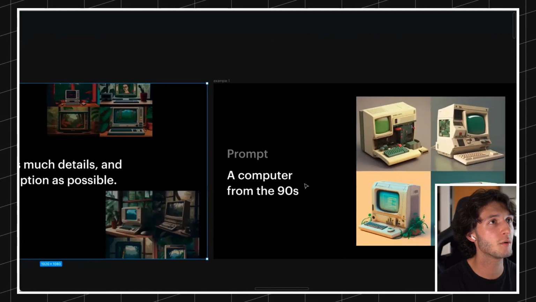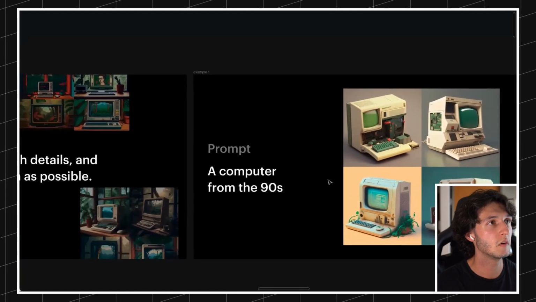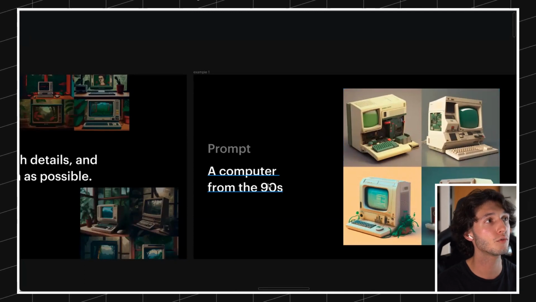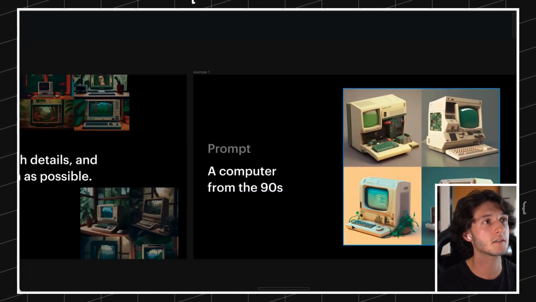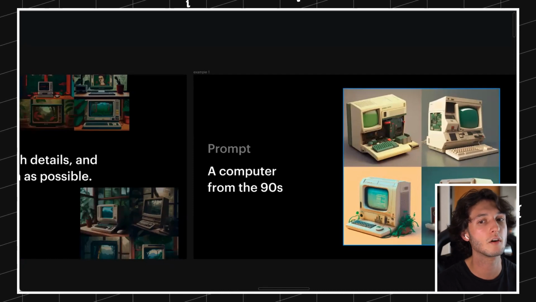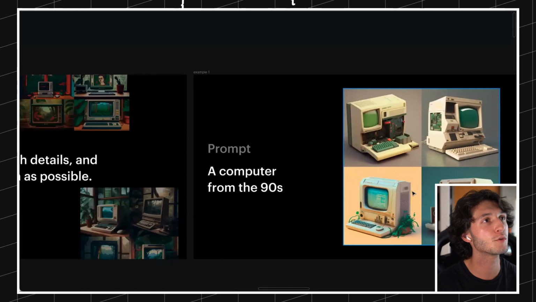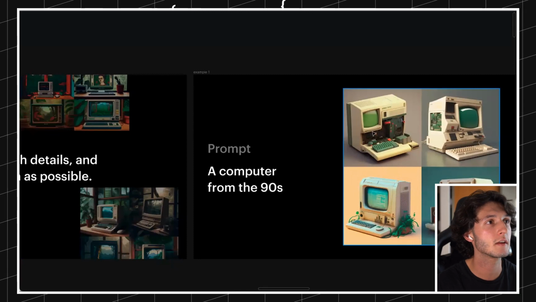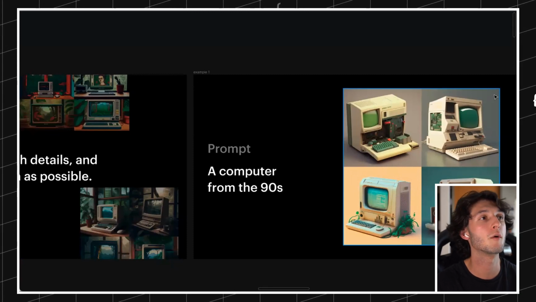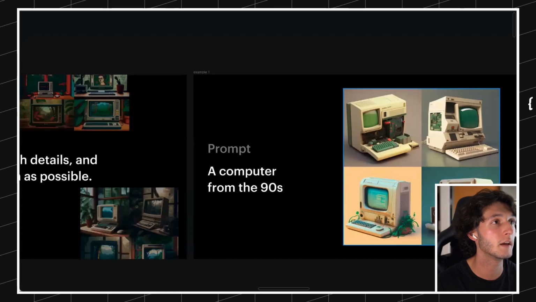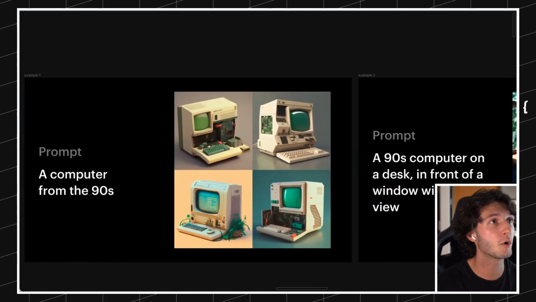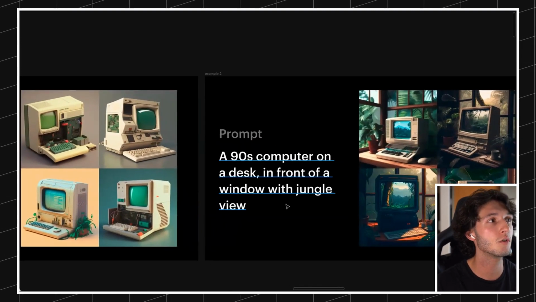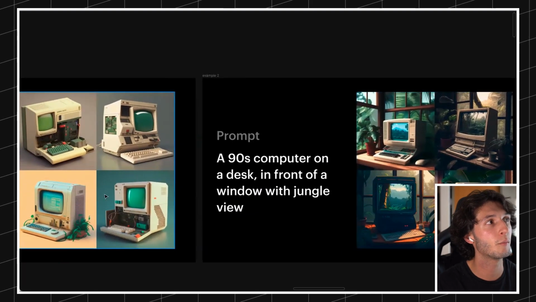I have 3 examples here. It's based on Midjourney, and I just wrote a simple prompt, a computer from the 90s. We can see that Midjourney generated this set of 4 vintage computers. It's not on a desk, it's not on a table, it's just on a background, like it would render a 3D artifact, for example. If I give a bit more context and tell it a 90s computer on a desk in front of a window with jungle view, you can see the difference from the 2 images.